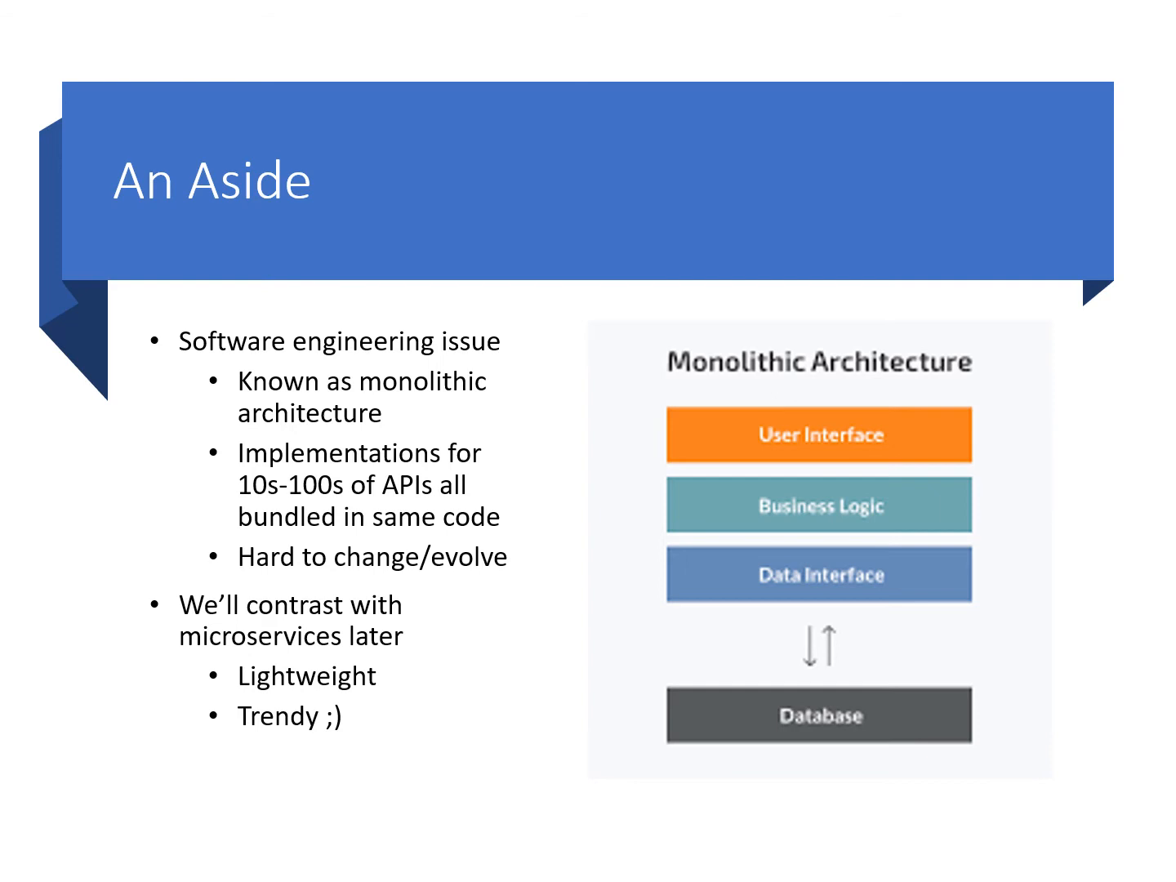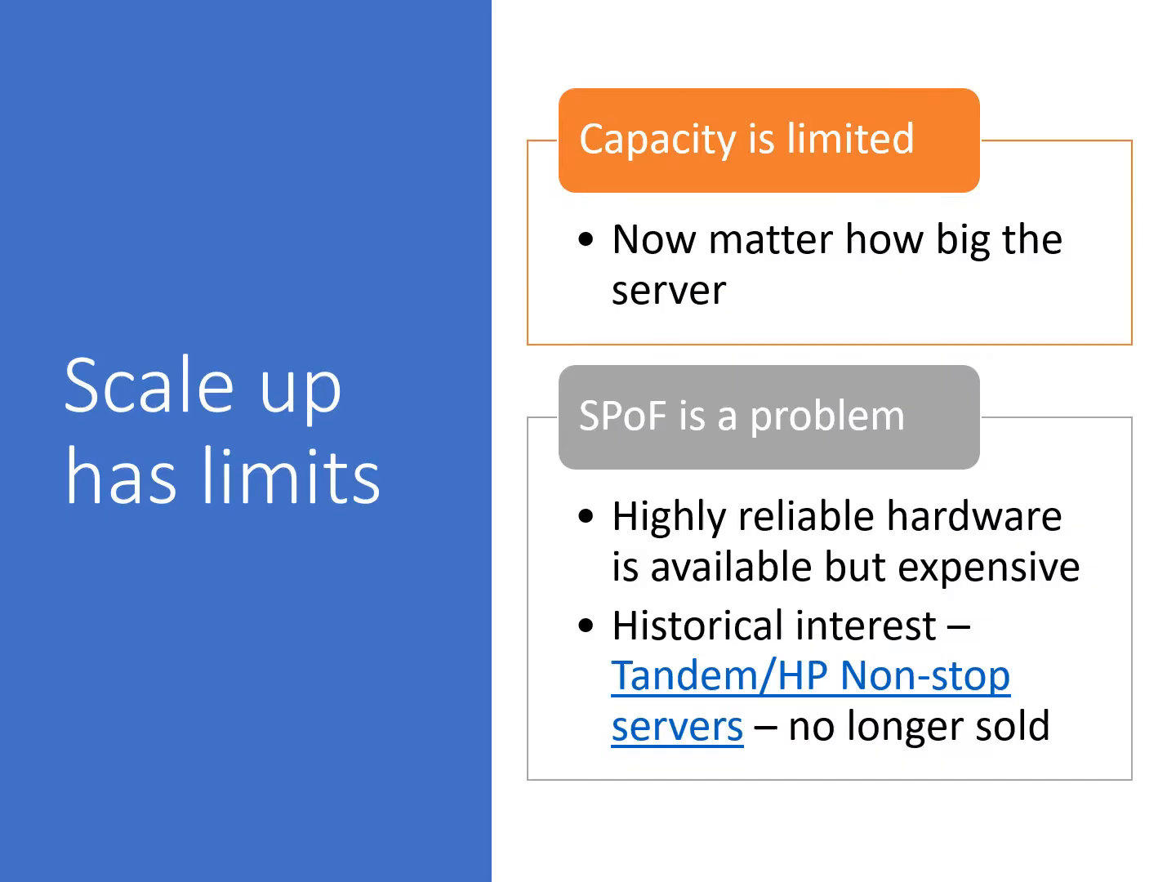As you can see in the diagram here, the monolithic architecture couples the user interface logic, the business logic, and the database interface into a single service implementation. This becomes heavyweight and, as we said, hard to change. As we move through this course, we'll contrast this approach with an approach called microservices, which are typically much more lightweight and extremely trendy at the moment.